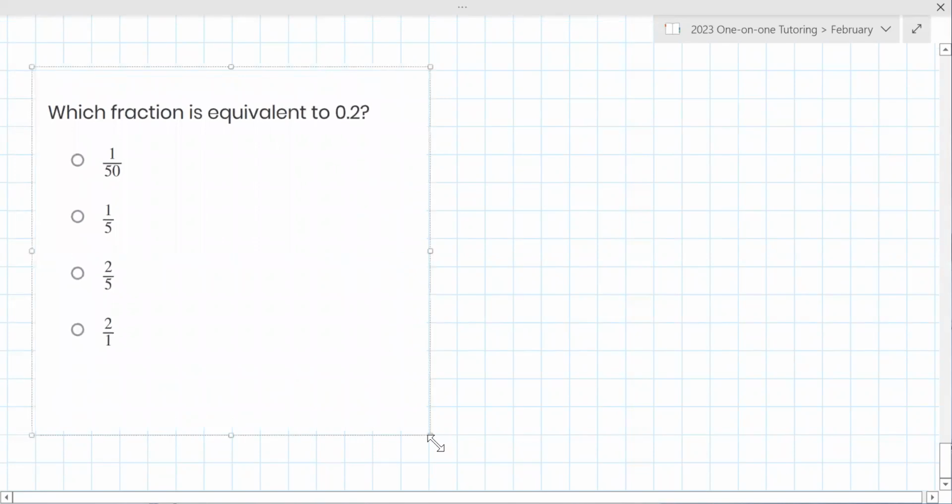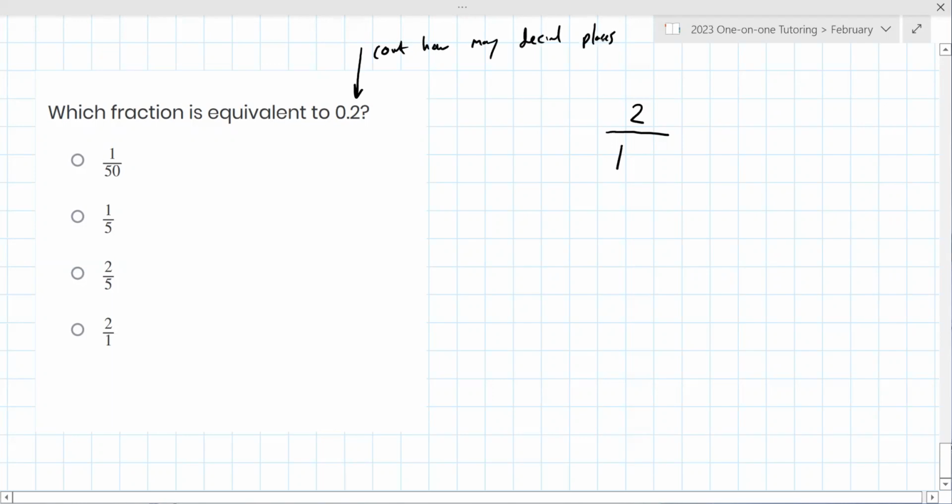All right, which fraction is equivalent to 0.2? So have you seen this in class? No. Okay. So here's what you do. You write the number without the decimal, and then you put a 1 on the bottom. And you count how many decimal places there are. How many decimal places do you see?